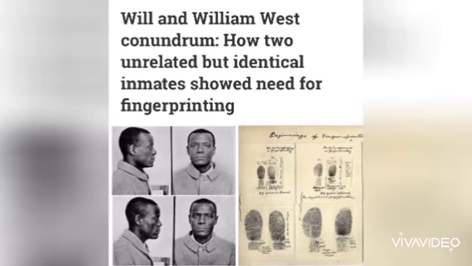Are you familiar with the Will and William West case? In 1903, in Leavenworth, Kansas, Will West and William West ended up in jail and had identical Bertillon measurements. Their fingerprints were different, and this started the downfall of this method.